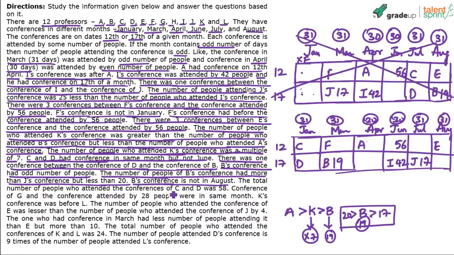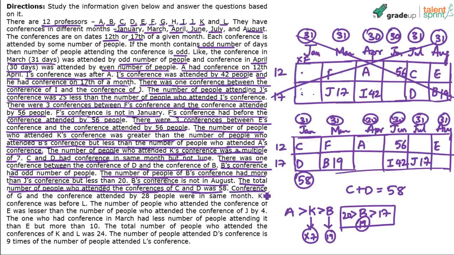The total number of people who attended the conference of C and D was 58. Total of C and D was 58, which means C plus D should add up to 58. Note that C plus D equals 58. I'll write it here. C plus D equals 58. Next, the conference of G and the conference attended by 28 people were in the same month.